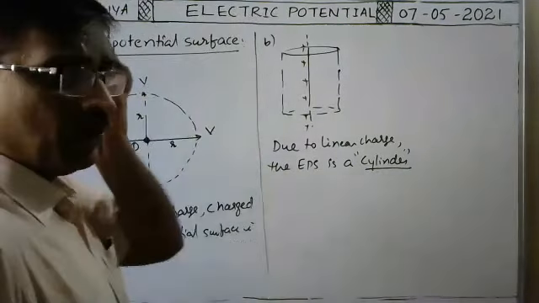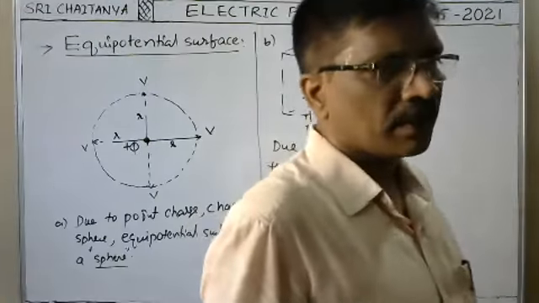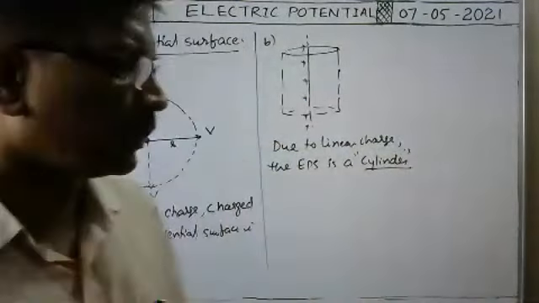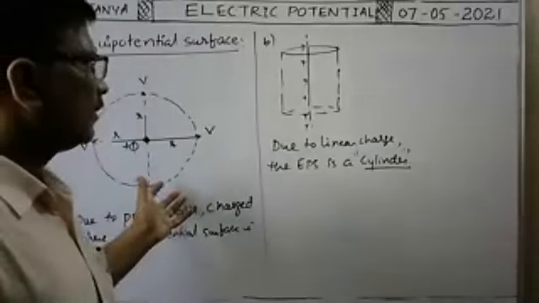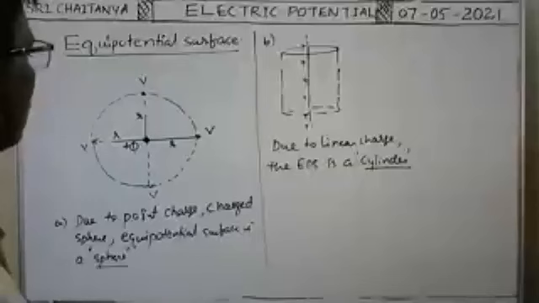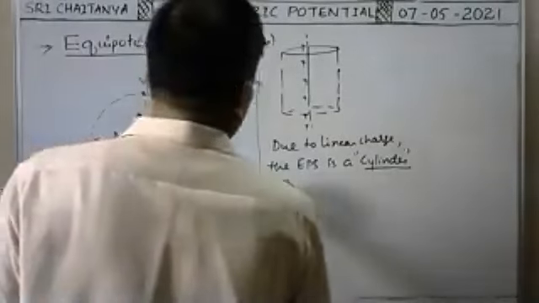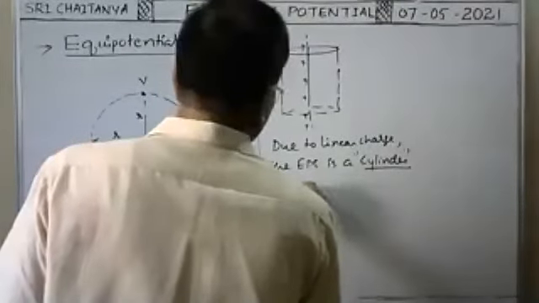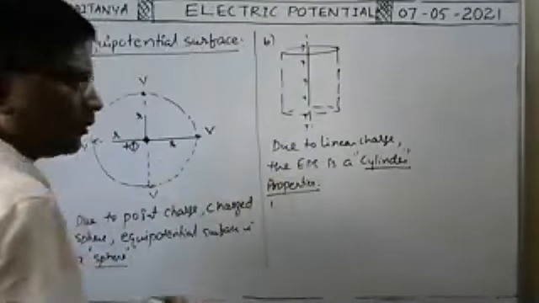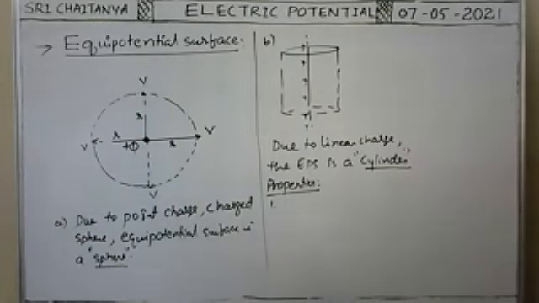In this way, based on the different charged bodies, the equipotential surfaces are in different shapes. For a sphere or point charge, it is a spherical surface. For a linear charge, it is a cylinder. Now, what are the properties of the equipotential surface? These properties are also important. These properties may be asked as an objective point. So here, an objective question.